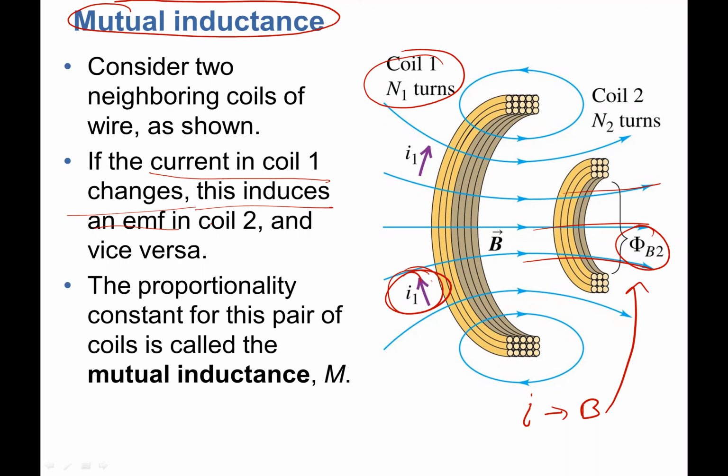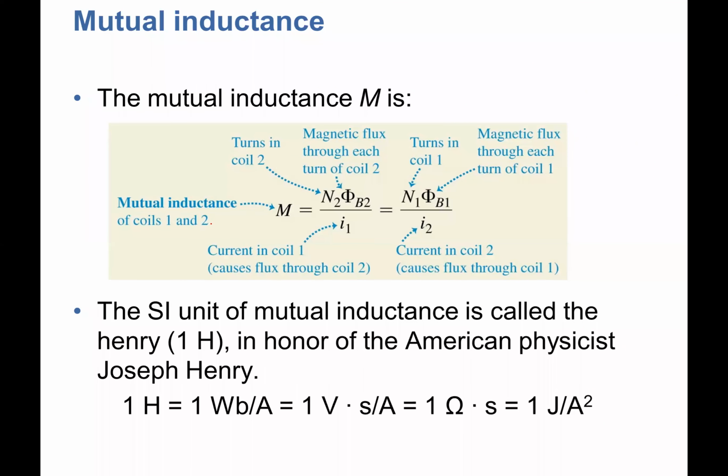And if that also changes, then coil 1 generates its own thing again, and so on and so forth. So that's why. All right, so then what we get here is this mutual inductance. You can think of the mutual inductance for coil 1 as equal to the mutual inductance of coil 2.